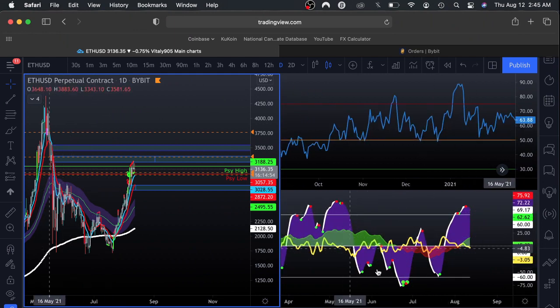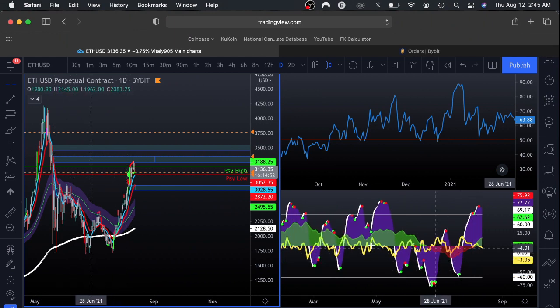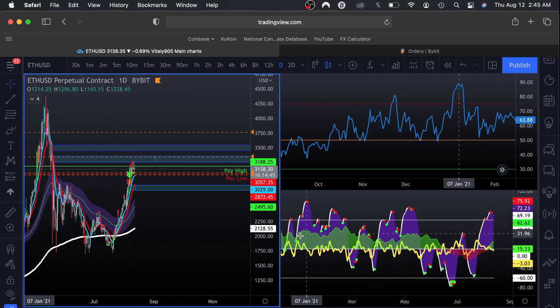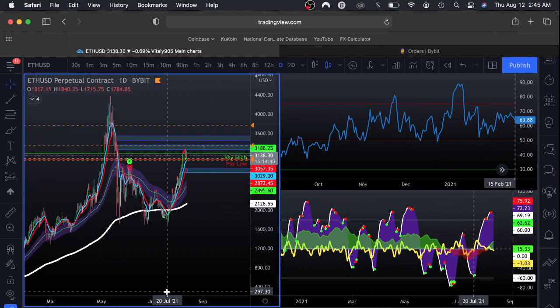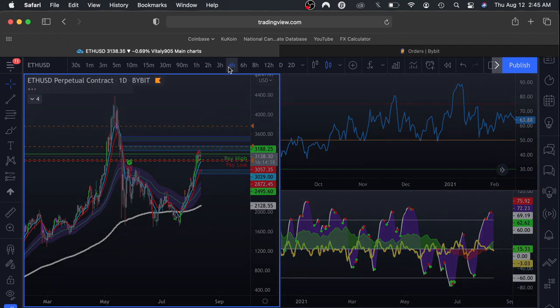Also, this is Market Cipher B. I really like using this because I like to look at the money flow. I don't care too much about the momentum waves, which are these purple waves. I only like to look at these green and red waves. And let me show you how those work real quick. Let's go to a 4-hour.